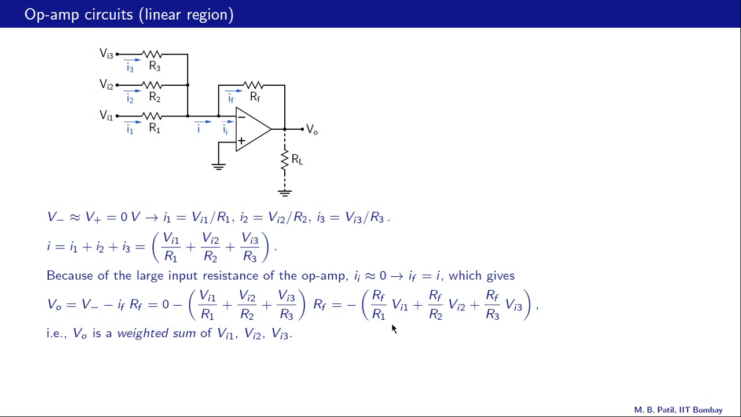Now this we can think of as K1 times VI1 plus K2 times VI2 plus K3 times VI3, where we can adjust K1, K2, K3 by simply choosing the values of R1, R2 and R3. So this circuit is in fact doing a weighted sum of VI1, VI2 and VI3, and the weights K1, K2, K3 can be adjusted using the resistances.